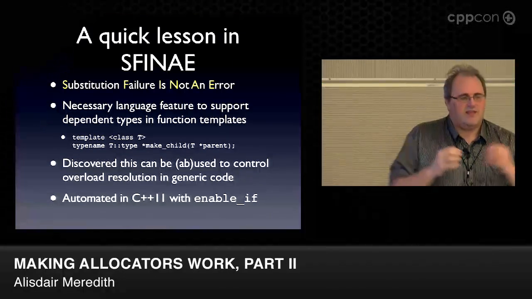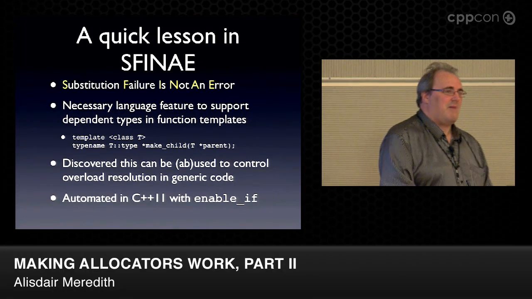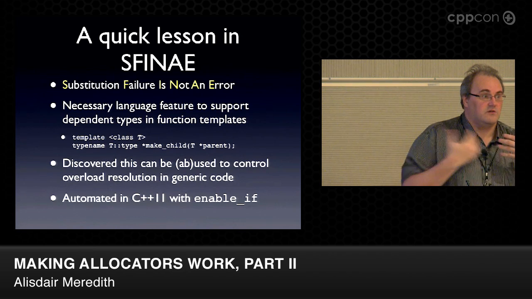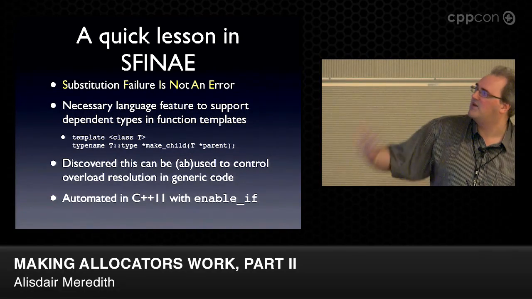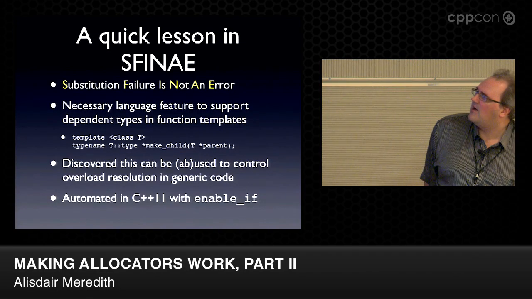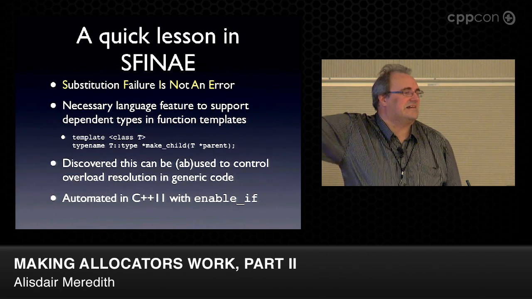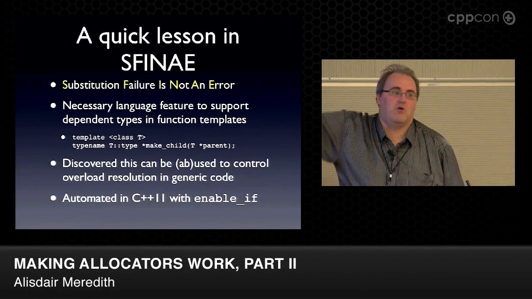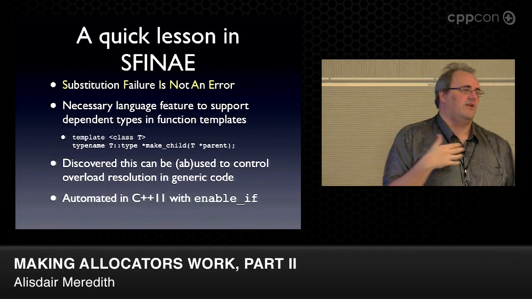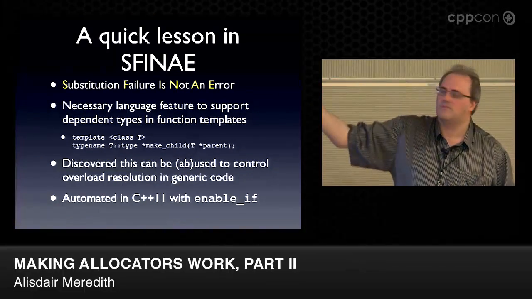SFINAE is an interesting part of the C++ template system that was not provided for the purpose we're about to put it to. But it's an important property when you're trying to deal with templates in a large-scale system. For example, take a look at this makeChild function on the screen. It's going to return T::type, where type is a nested type within whatever the pointer you give me happens to be. So whether this will compile or not, as I call it, depends upon whether or not type T has a nested type.